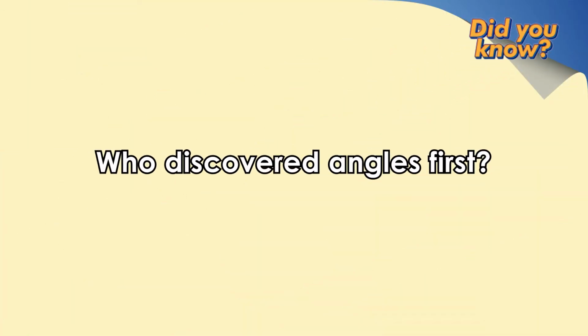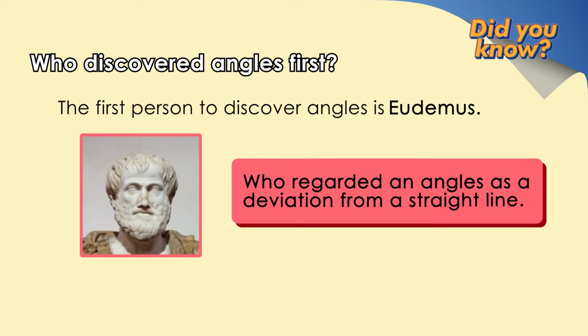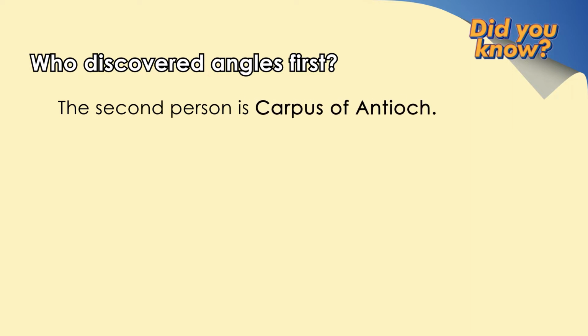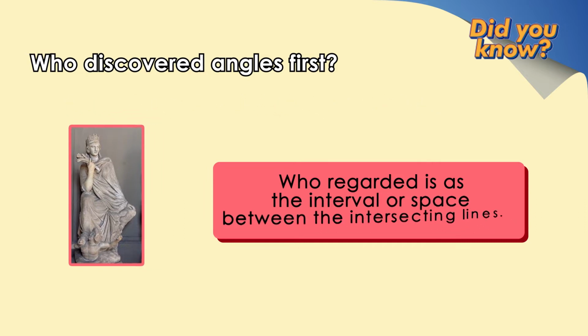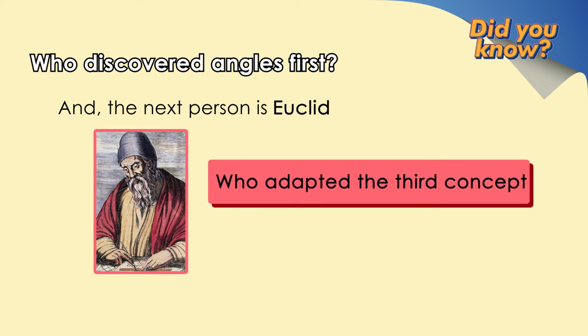Who discovered angles first? The first person to discover angles is Eudemus, who regarded an angle as a deviation from a straight line. The second person is Carpus of Antioch, who regarded it as the interval or space between the intersecting lines. And the next person is Euclid, who adopted the third concept.